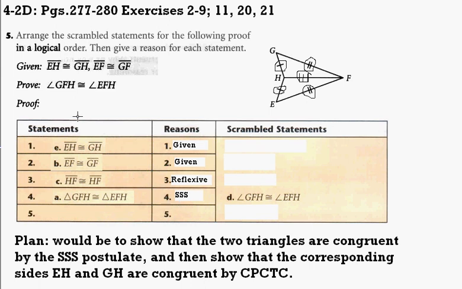And finally, what we're going to prove would be our last statement. That would go down here. And the reason for that, now that we've shown that the two triangles are congruent, now we can say that the corresponding angles are congruent because of CPCTC. And we're done.